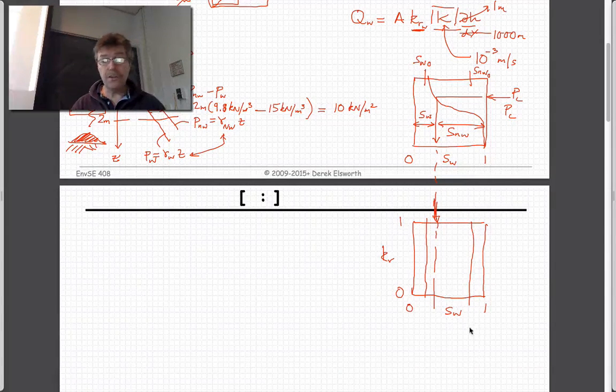And you know, we saw what they were before. Maybe this is 85%. Maybe this is 15%. And so now, if we were to draw our relative perm graphs on this, we're talking about getting a ballpark estimate of this. Is it all of a sudden we have some numbers?